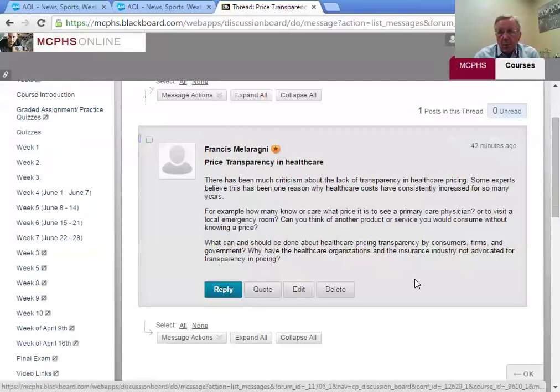One of the things that comes up when I bring my dog to the vet is I always ask, how much is the service going to be? Many consumers don't ask. And so what should be done about healthcare pricing transparency by consumers, by firms, and by government? And why have healthcare organizations and the insurance industry not been a big advocate for more transparency? Okay, so those are the things I'd like you to discuss after you've looked at the postings and the videos.